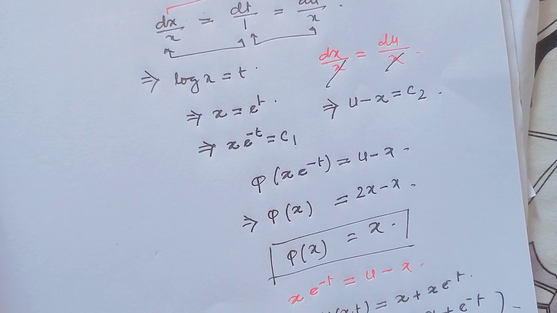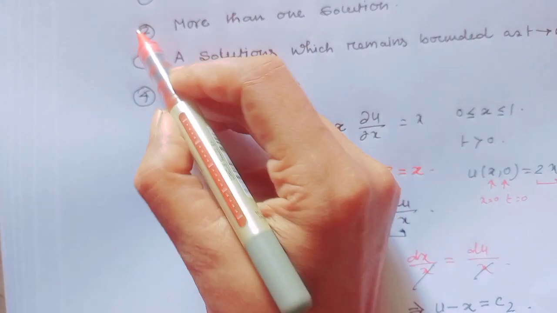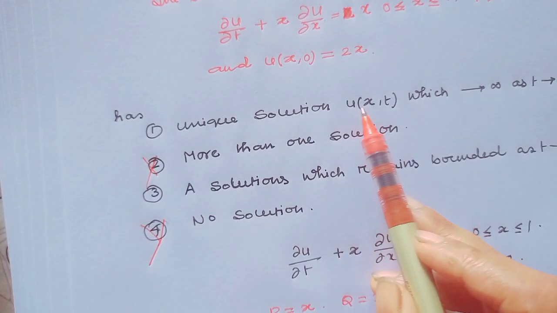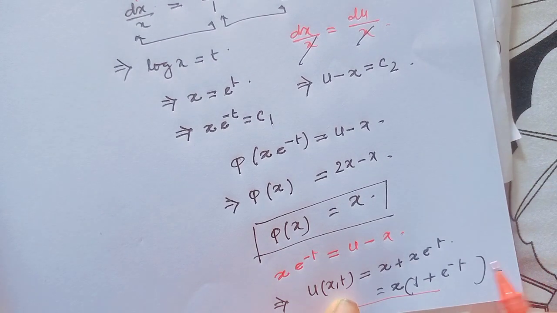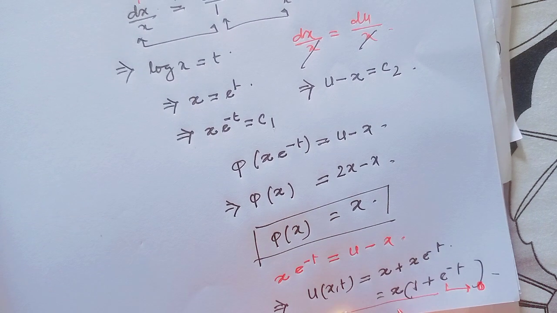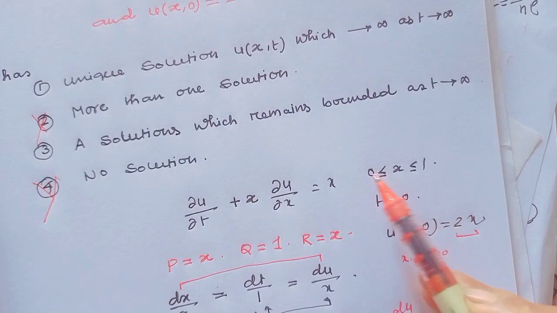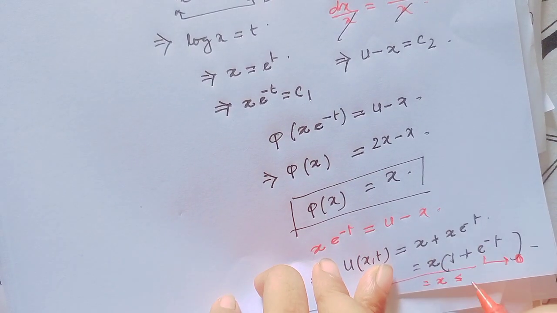Obviously this solution is a unique solution, so more than one solution is the wrong option. No solution is the wrong option. Here, a unique solution u(x, t) which tends to infinity as t tends to infinity: as t tends to infinity, e to the power minus t goes to 0, and this value would be x. And since x lies from 0 to 1, this value lies in the interval 0 to 1.